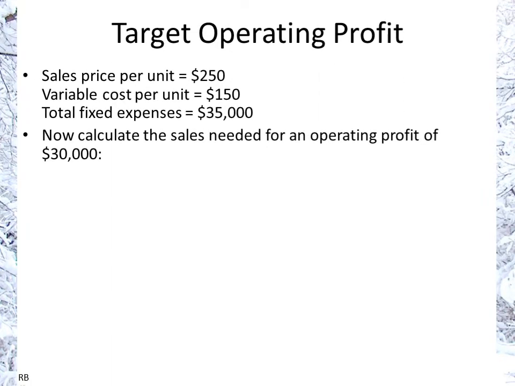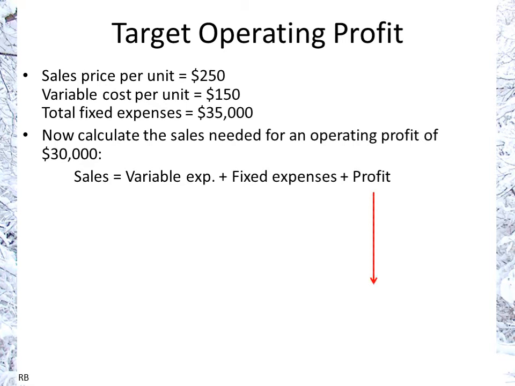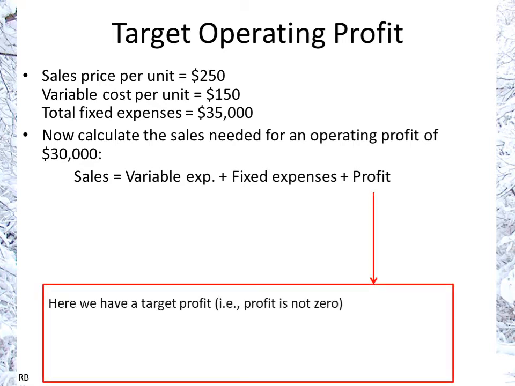Now, in the case where we have a target operating profit, we just use the same equation, except now we're using an example with a profit of $30,000. So here we have sales minus variable expenses minus fixed expenses equals profit, turning that around the same way we did last time, but now we have a profit which is not 0, it's 30,000. So our target profit is 30,000.